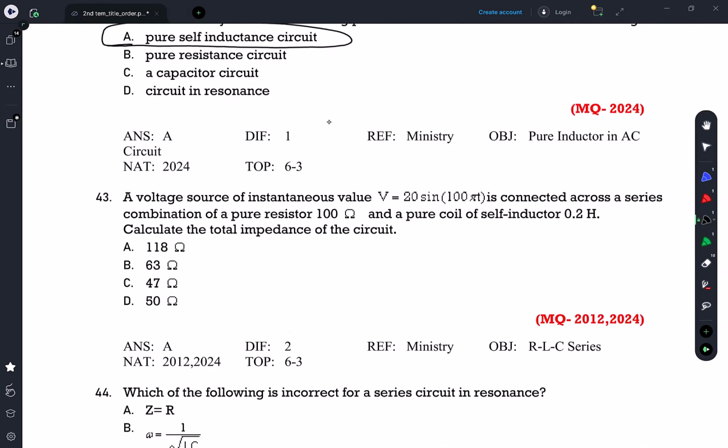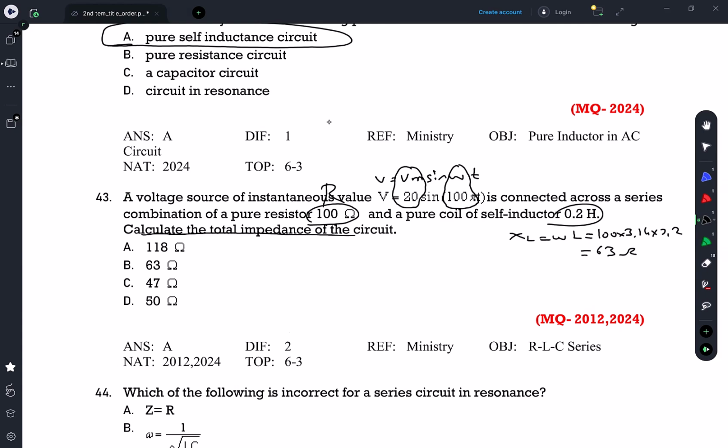Question number 43. A voltage source of instantaneous value V is equal to Vm sine omega t, where Vm is 20 and omega is 100 pi, is connected across a series combination of a pure resistor R and a pure coil of self-induction 0.4. So we can calculate XL. XL is equal to omega times L, omega is 100 pi, 100 times 3.14 times 0.2. So 314 times 0.2 answers 63, almost 63 ohms.